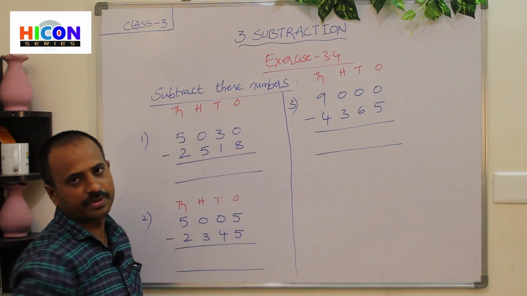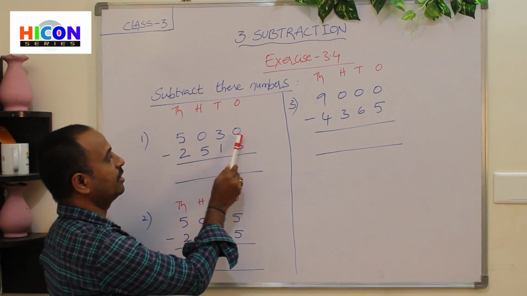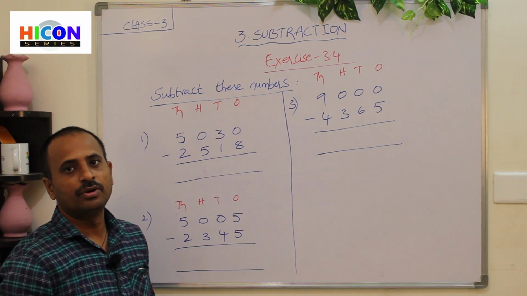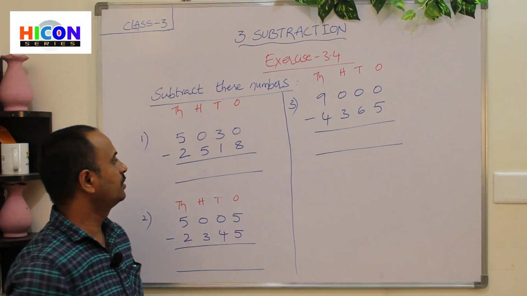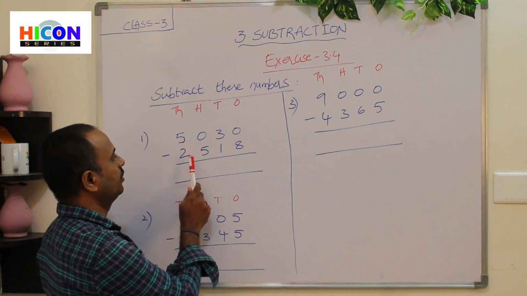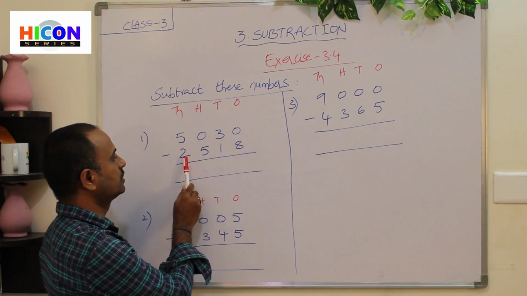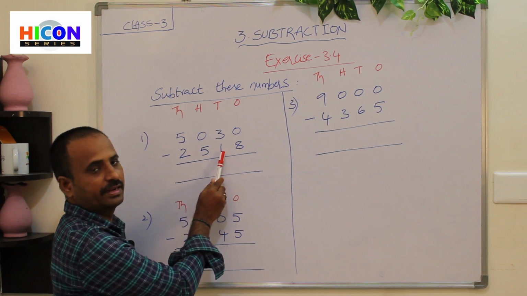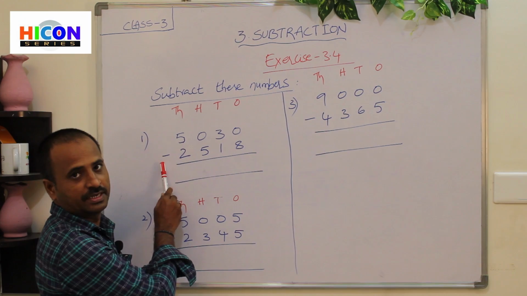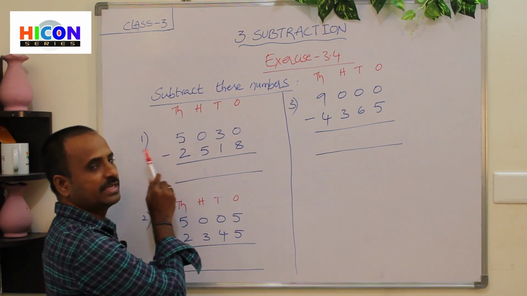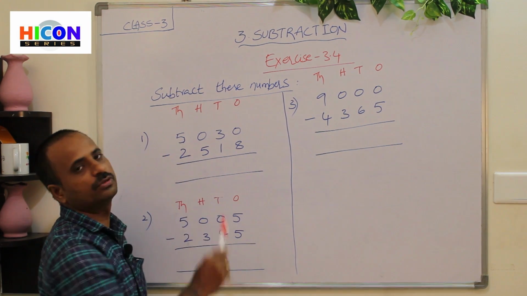So these are the 2 numbers. In the first number, there are 2 zeros. Now, how to subtract if the numbers have zeros? So let us start subtraction. So now we have to subtract 2518 from 5030. And this symbol represents minus, and minus means we have to subtract these 2 numbers.